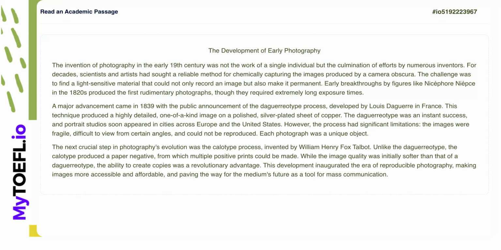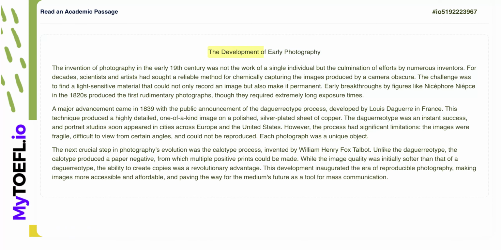The Development of Early Photography. This title tells us exactly what the passage will be about. The key word, development, suggests a process of growth or change over time. It signals that we won't be looking at just one moment, but a series of events. The second key phrase, early photography, tells us the specific topic. So, we can expect the passage to explain how photography started and evolved in its beginning stages. It's like a mini history lesson.